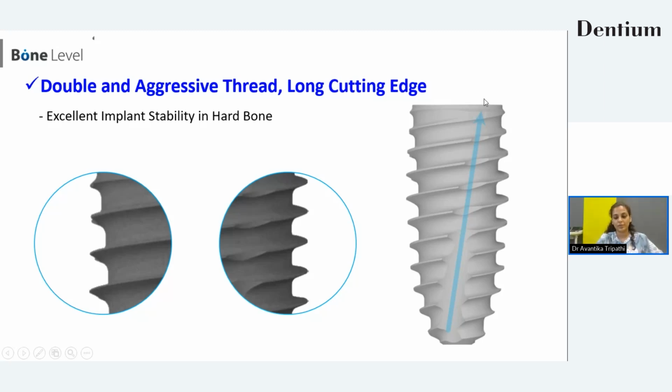The advantage of these cutting edges is that whenever we place the implant, whatever pressure is being generated is released through these cutting edges. And the advantage of this double-threaded design and aggressive thread design is that in a minimum amount of bone, it is going to provide a maximum amount of primary stability.